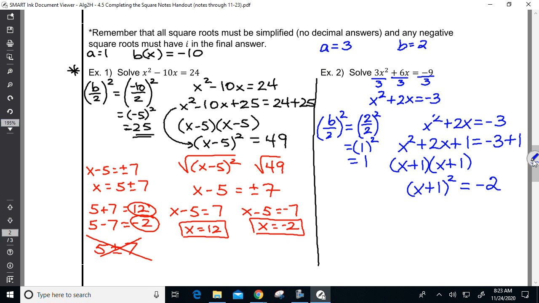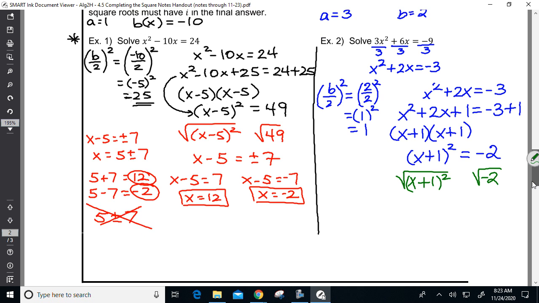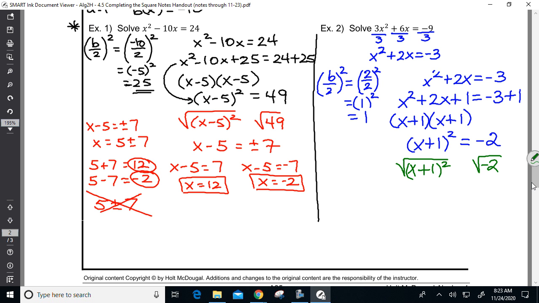So we've done the factoring part. Now we're going to do the square root part. Take the square root of both sides. Square and square root drop out. So that's x plus 1 equals plus or minus, here you have the square root of negative 2.